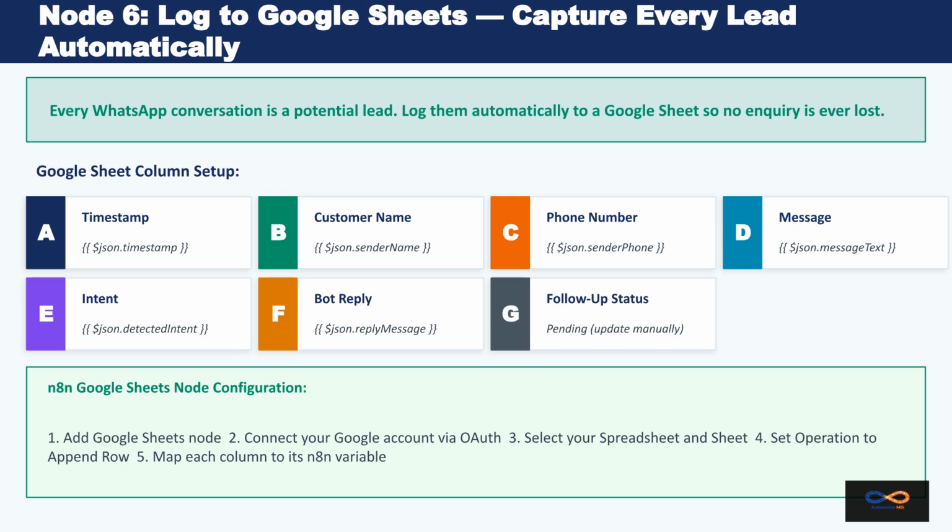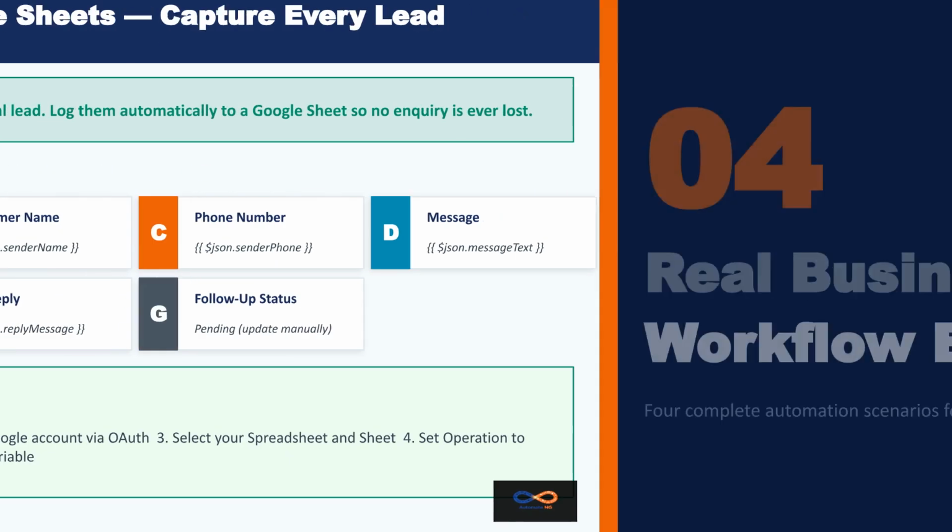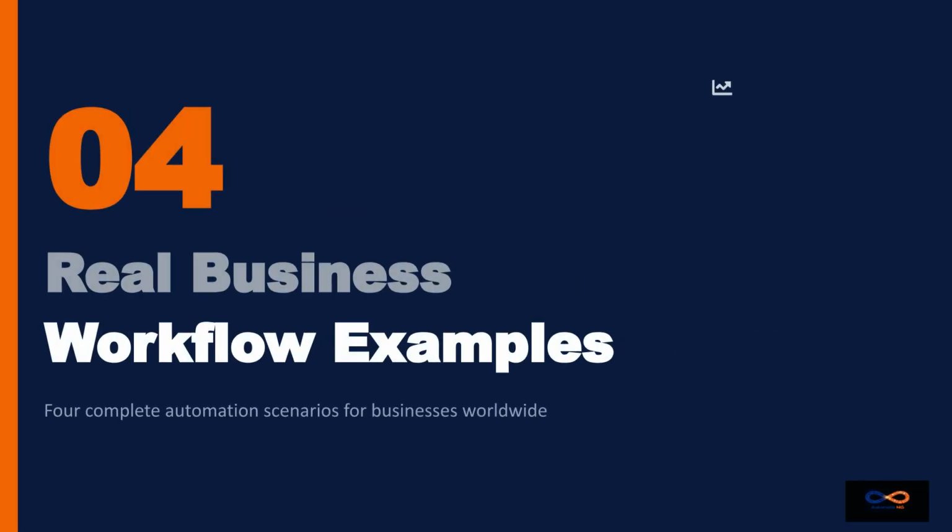The core bot is complete. Now let us look at 4 real business workflow variations. Section 4. The core bot is built. Now let us look at 4 complete, real-world workflow variations that businesses across every industry can deploy immediately. Each one is a practical adaptation of the base bot we just built, configured for a specific business scenario.